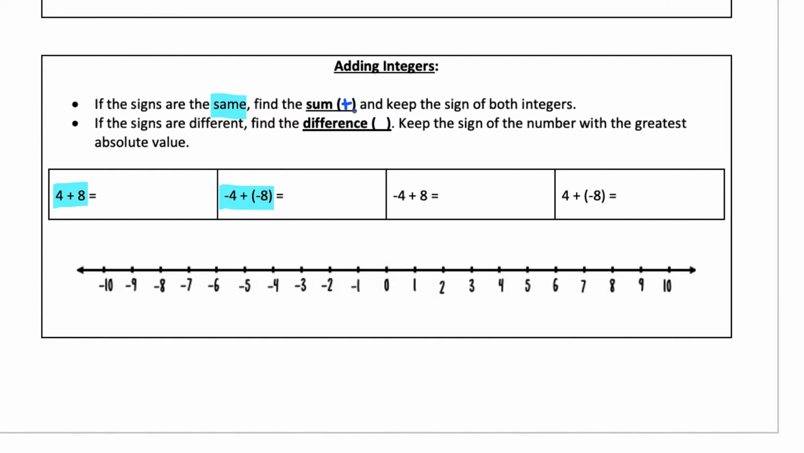So all I have to do is just find the sum, and then keep the sign of the integers. So I think about it as 4 plus 8. Well, 4 plus 8 is 12, and they were both positive, so my answer is just +12.